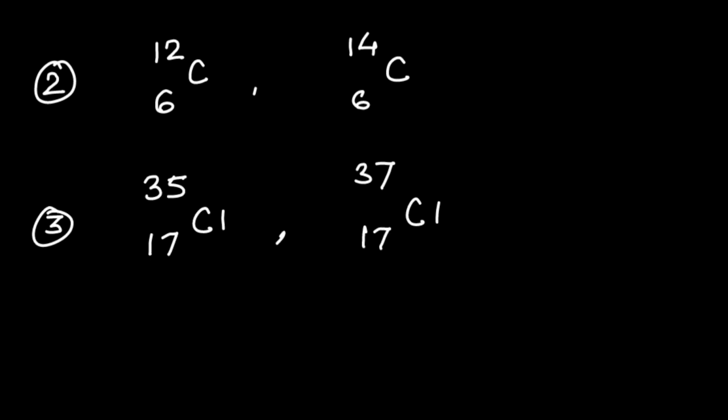We will take a few more examples. 6C12 and 6C14, these are the 2 isotopes of carbon, whereas 17Cl35 and 17Cl37 are the isotopes of chlorine.